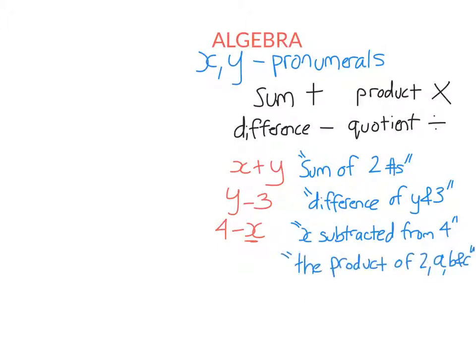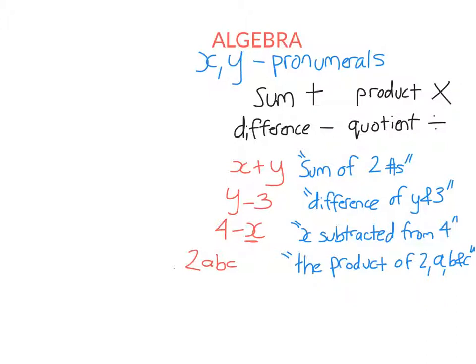So let's say I wanted to write the sentence, the product of 2, a, b, and c, only using mathematical symbols. Note, I don't always need to use x and y. I can use whatever letter I want. Product does mean times, but in algebra, we usually don't write the times. Instead of writing 2 times a times b times c, because we write times so often, it gets annoying to write, so we usually write the same thing without the times. We just write it as 2abc. That is understood to mean 2 times a times b times c.